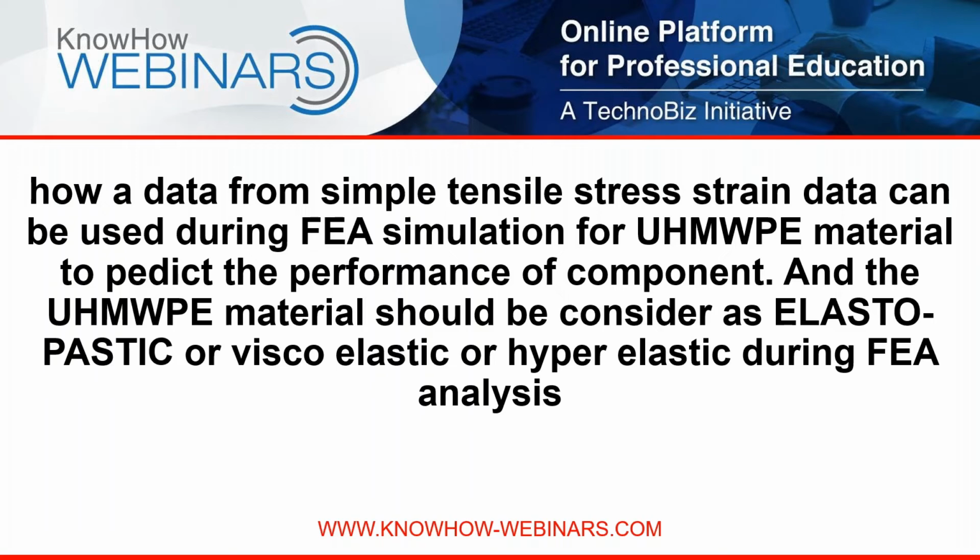How can data from simple tensile stress strain data be used during FEA simulation for UHMWPE to predict the performance of a component, and should the UHMWPE material be considered as elastoplastic or viscoelastic or hyperelastic during FEA analysis? This question has more to do with the FEA analysis, so it would be better if we can take it offline.